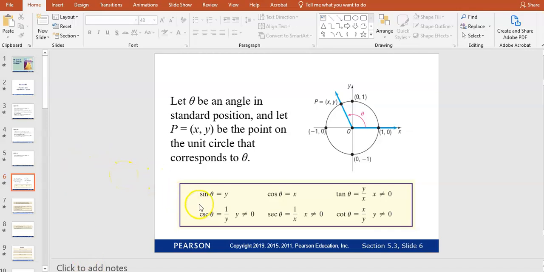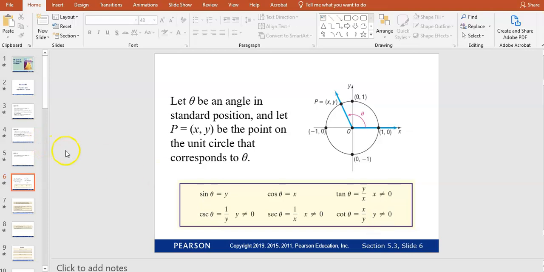We recall from the last lesson, sine theta, or sine, is our y value. Cosine is our x value. Tangent is sine over cosine, or in other words, y over x. Of course, x can't be 0. We can't have 0 in the denominator. Cosecant is 1 over y, or in other words, 1 over sine. We'll discuss that a little more. Secant is 1 over cosine, or in other words, 1 over x. It's the reciprocal. And then cotangent is a reciprocal of tangent, which flips this and becomes x over y.